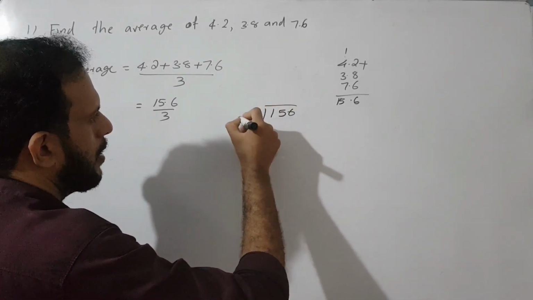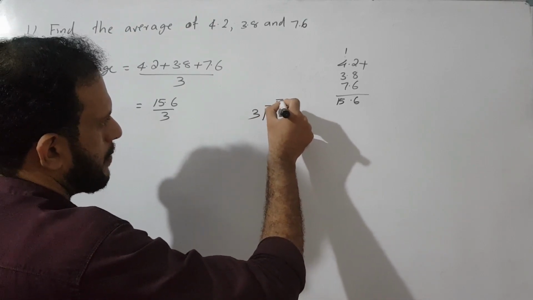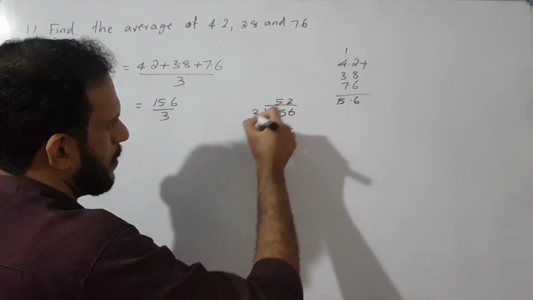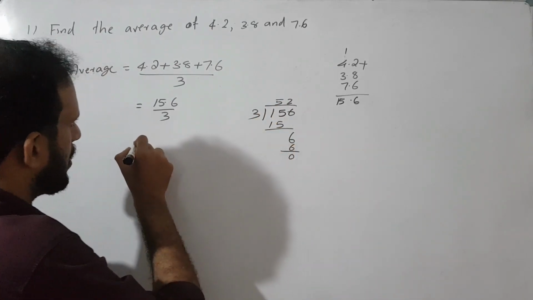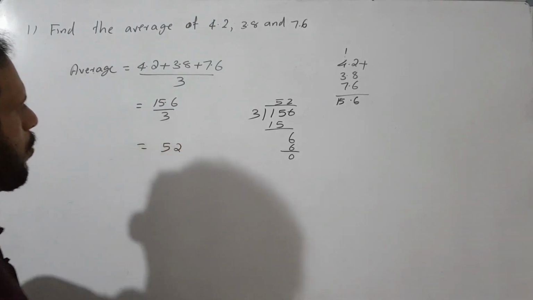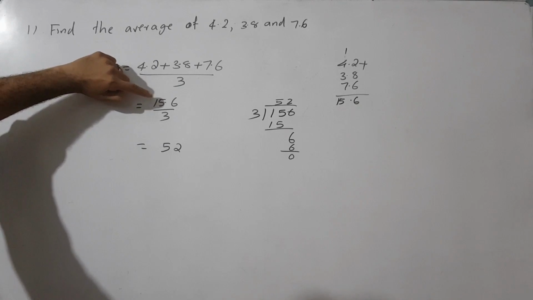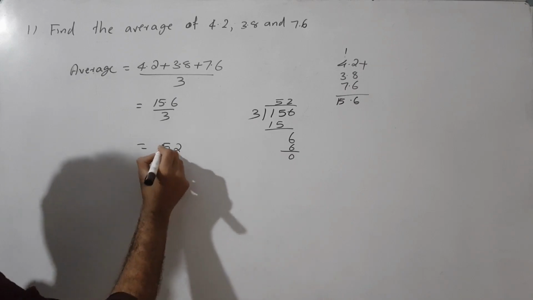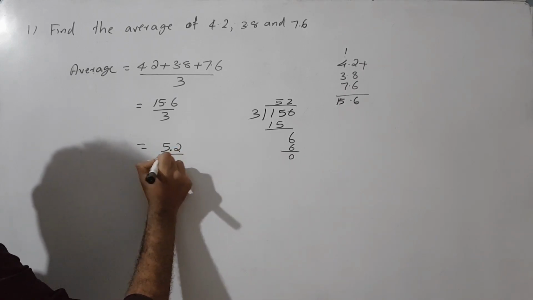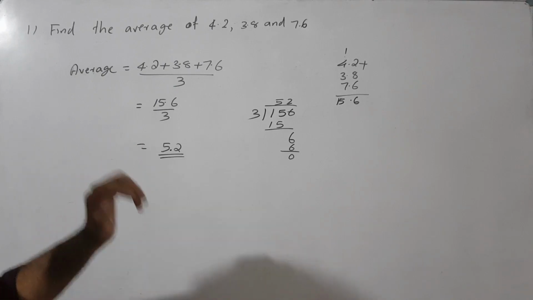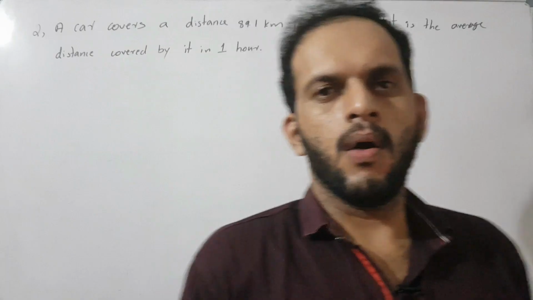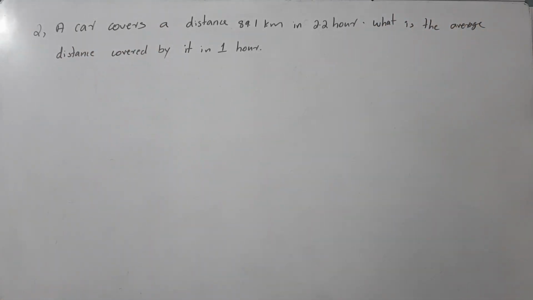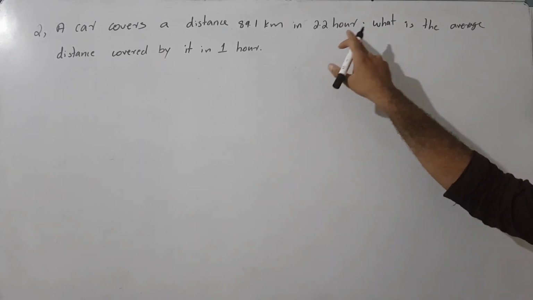156 divided by 3. How many times does 3 go into 15? 5 times. 5 into 3, 15. Then put down 6. How many times? 2 times. 6, 0. So we write the number first, 52. But in our division the number has a decimal point after one digit, so the answer also needs the decimal point after one digit. So what is the average? Average is 5.2.